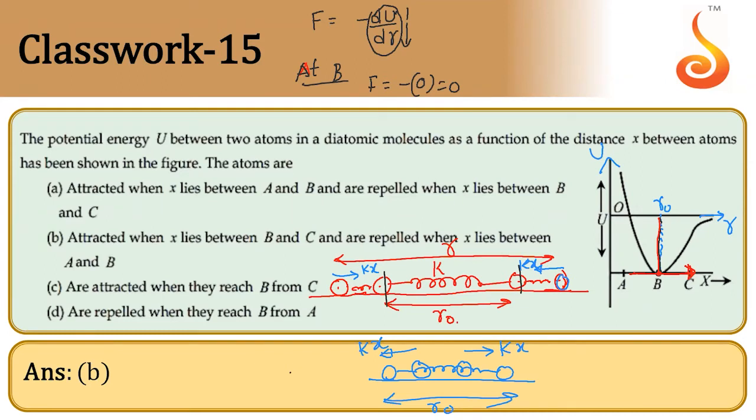Okay, now come to this point, point C. Point C means somewhere here. At point C, you draw a tangent to this curve. If you draw a tangent to the curve, will the slope of this tangent have a positive value or a negative value?